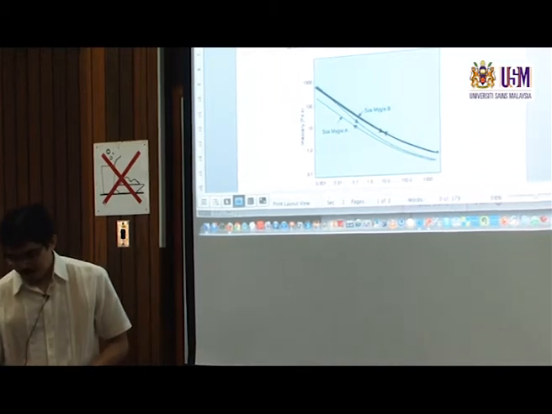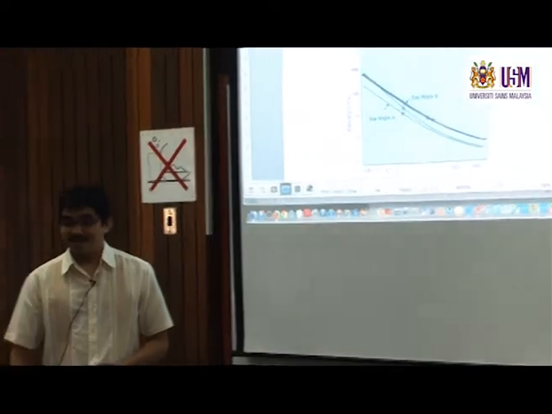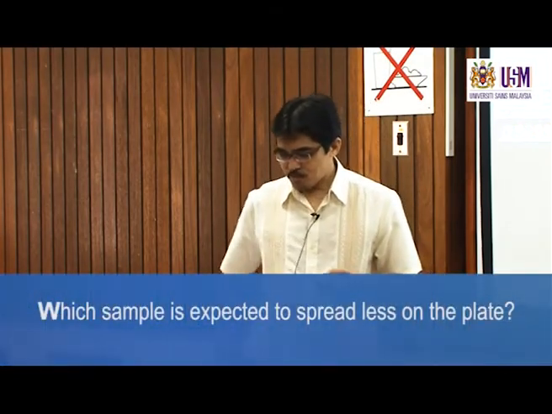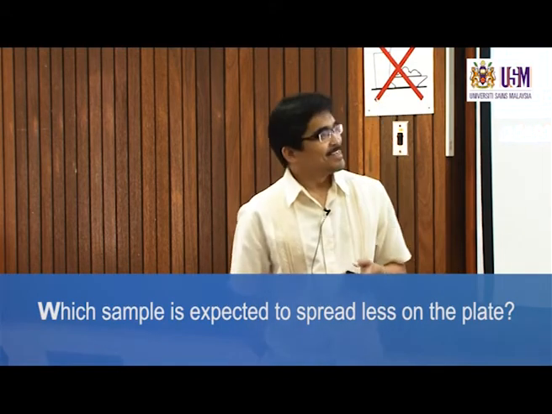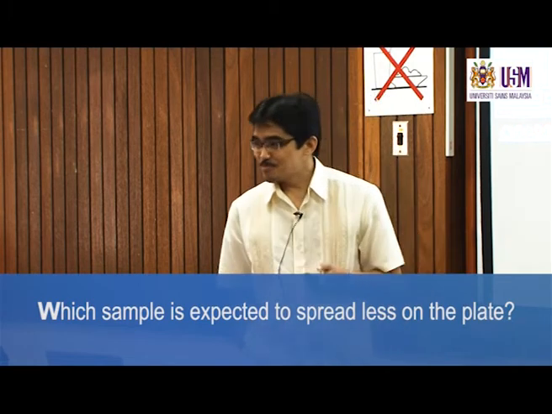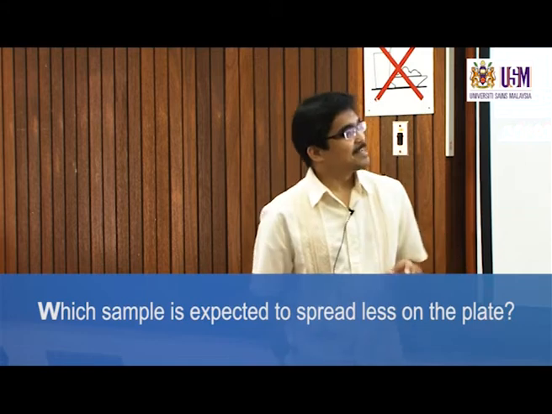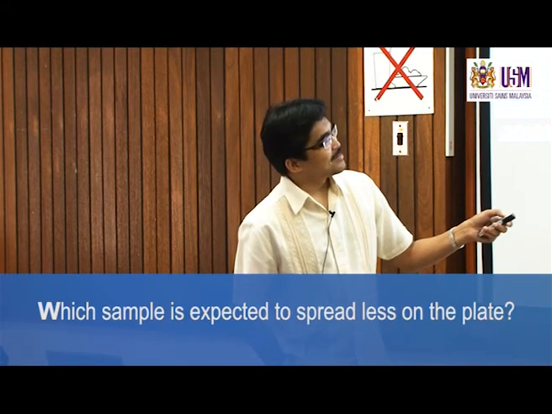So far, you have not answered any question correctly, or maybe just partly, although I have guided you. Now remember when I showed you the two sauces poured on the plate, they spread non-evenly, right? Which sample is expected to spread less on the plate? Which sample is expected to spread less on the plate? B. Reason? The next question is, briefly explain your answer.